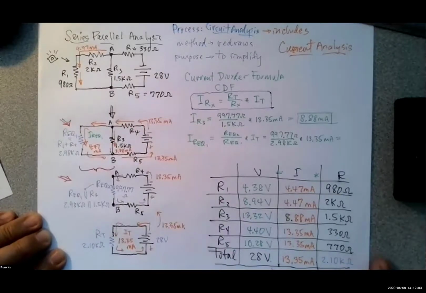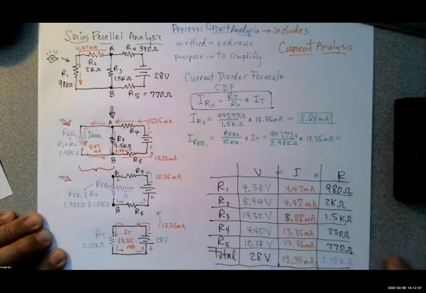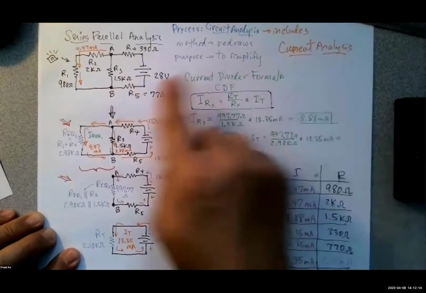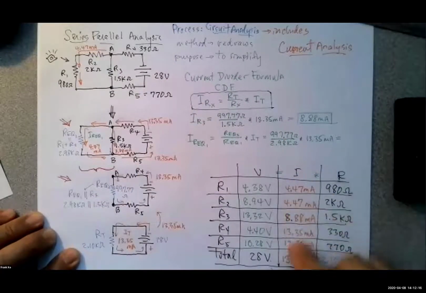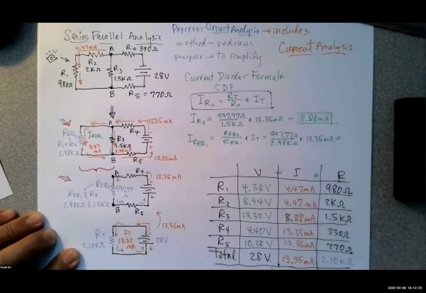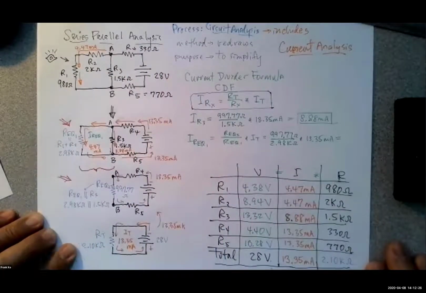So there are many ways of being able to complete the VIR chart in a circuit analysis. What I've always found is that with current paths, you follow the flow, filling in one column, and the current column will allow you to very easily calculate the voltage just by using math. Any questions on this circuit analysis?